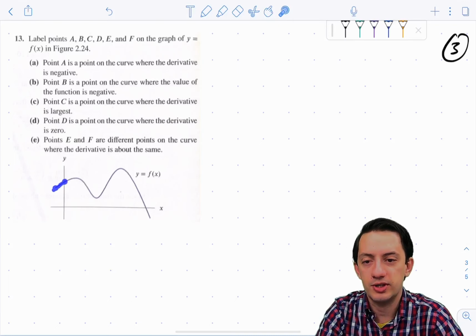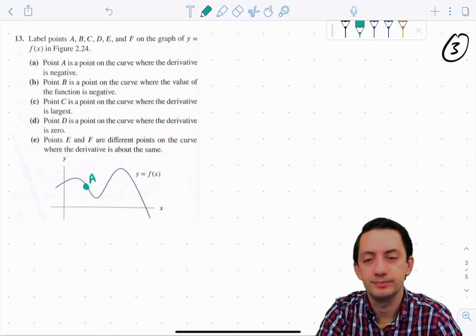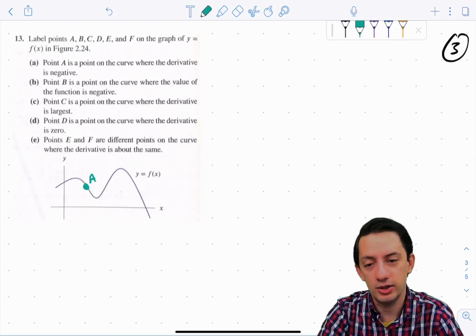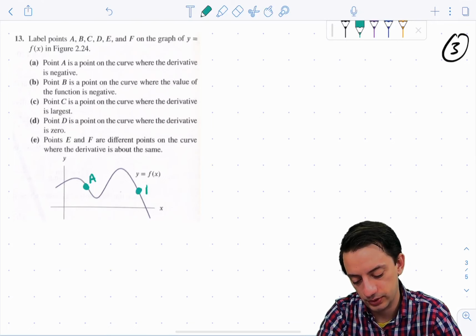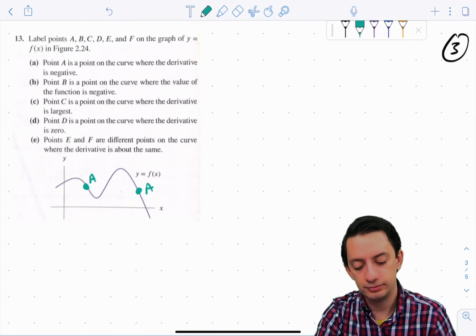If you're riding the roller coaster, here the derivative is positive, you're going uphill. Here the derivative is 0 because you're flat at the top. But now you're going downhill. And if you're going downhill, the derivative is negative. So here is a point that we'll label A, where the derivative is negative. Now you also could have labeled a point over here. You're also going downhill there. So there are multiple possible answers.